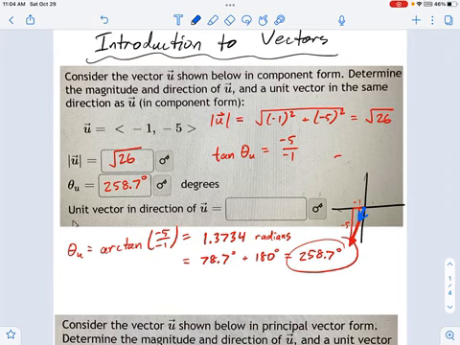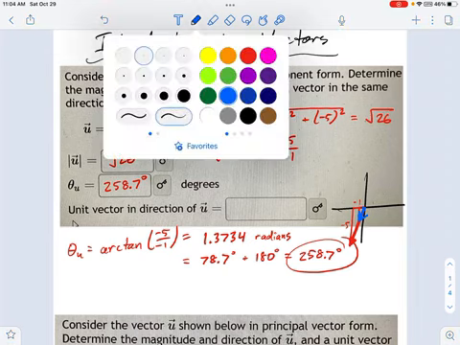So how do we get a big arrow to become a little arrow? Well, you divide it by something. And the thing we're going to divide it by here is the magnitude. This is like dividing 5 by 5, so you get 1. Well, in this case, I'm going to divide by radical 26.